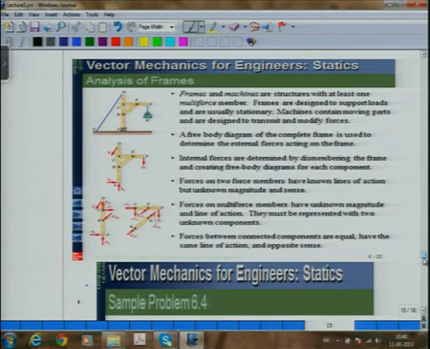You either assume an unknown force to be tensile or compressive, it is up to you. Here I think in the book he has assumed it to be compressive. You could assume it to be tensile. Once you solve for it and you know the correct direction, then you put the correct direction. So you can show it in any direction you feel like.